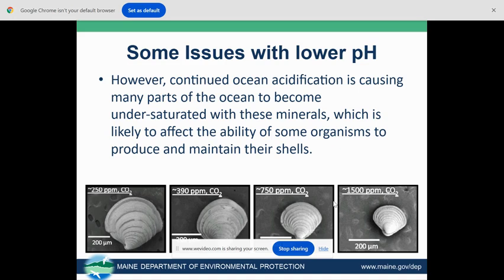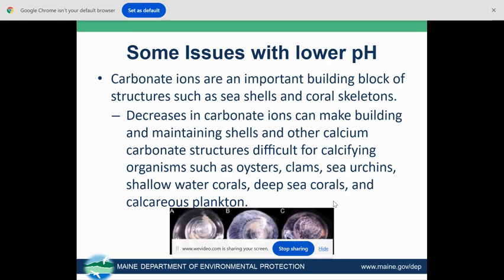And now when those organisms are looking for calcium carbonate to build their shells, it's not there. It's like trying to build something out of Legos and you can't find the Legos you need to build the thing, right? So that's what these organisms are going through right now. All right, so it makes building and maintaining their shells and other calcium carbonate structures difficult. Which organisms is this affecting? Things like oysters and clams, sea urchins, corals, and calcareous plankton.